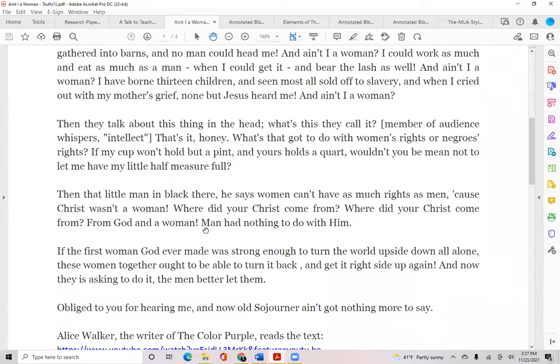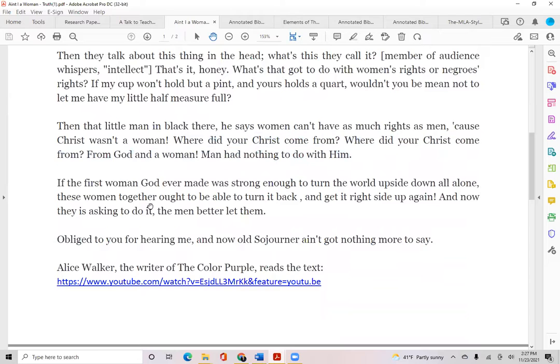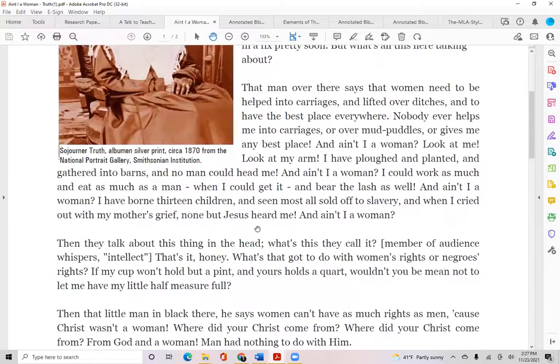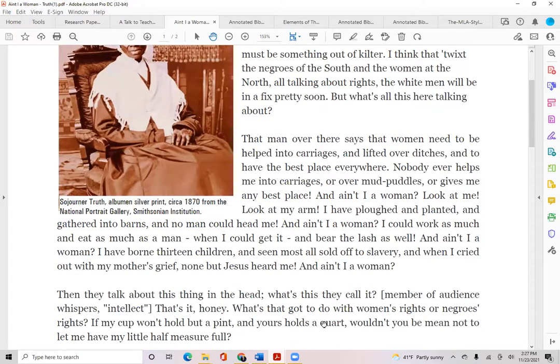The very least. She says, and the man says women can't have as much right as men because Christ was a man. So she goes into religion and she challenges the idea of religion, right? And men. And then she says the first woman God ever made was strong enough to turn the world upside down. Talking about Eve. These women together should be able to turn it back, get it right side up, right? And now they're asking us to do it, and the men better let them. Thank you for hearing me. So what I was trying to do, I did quickly.